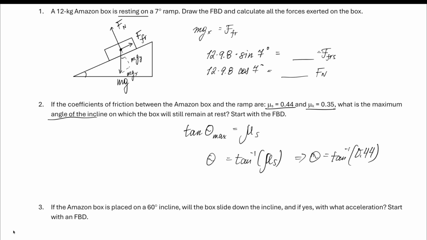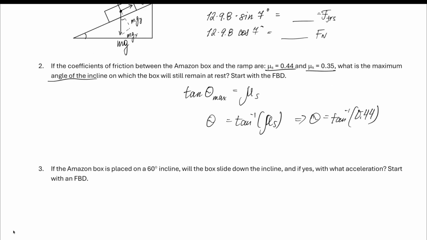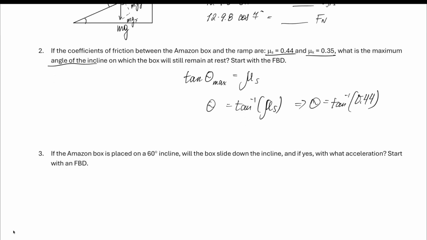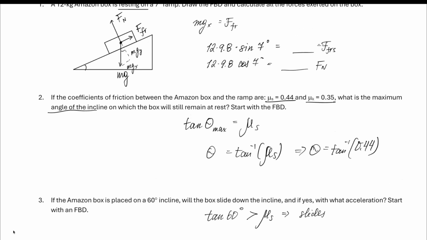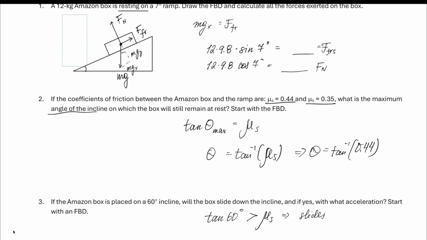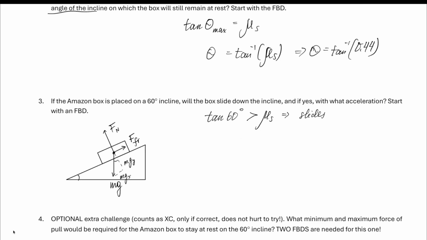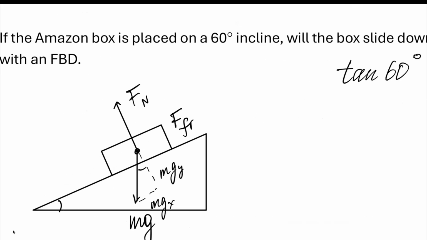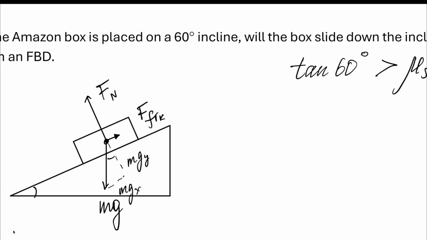There you go. Then it will be less than 60. So when in number 3 I'm saying what's going to happen if it's at 60, because tangent of 60 is way bigger than mu static, then it slides. Now if it slides, then we have a slightly different picture here, or I should say free body diagram, not just a picture. It's a special one. I'm going to make friction slightly shorter than mgx. That will indicate that the box is actually, and it can be kinetic, is actually sliding down.